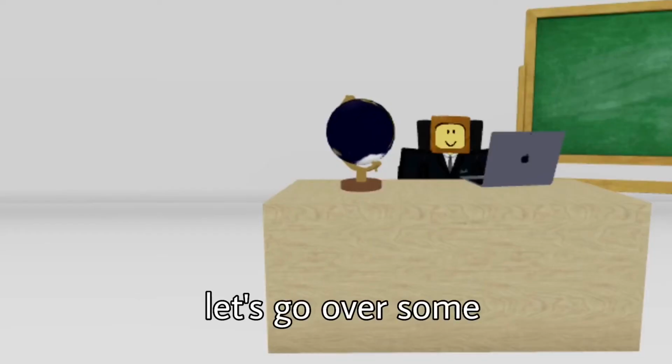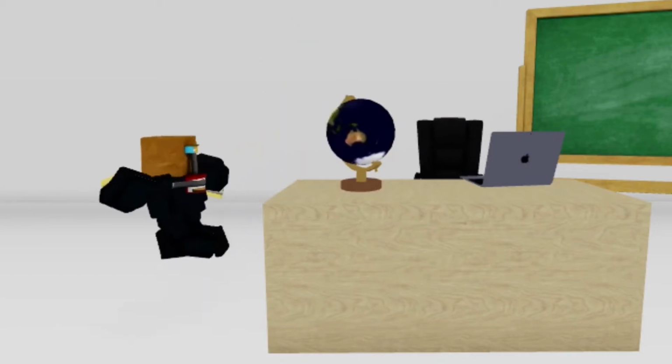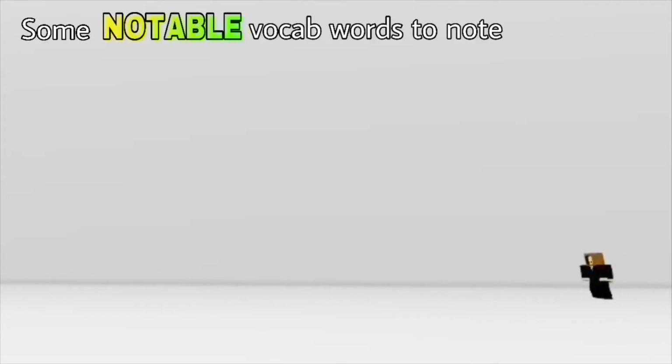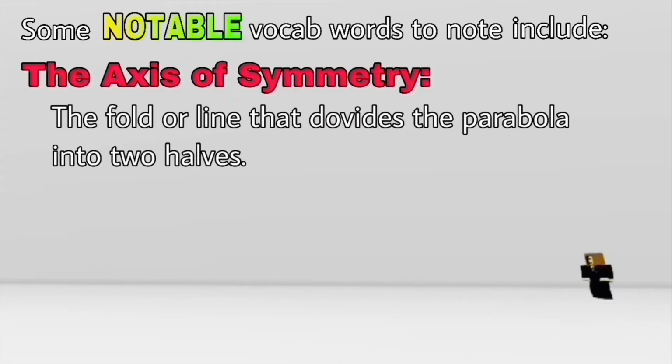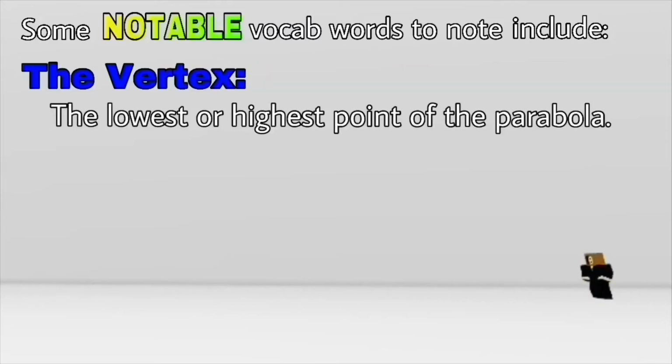Before we start, let's go over some vocab words. Some notable vocab words include the axis of symmetry. The axis of symmetry is the fold line that divides the parabola into two matching halves. The vertex is the lowest or highest point of the parabola, which is on the axis of symmetry.